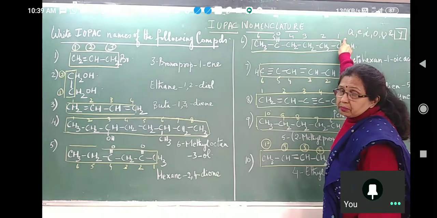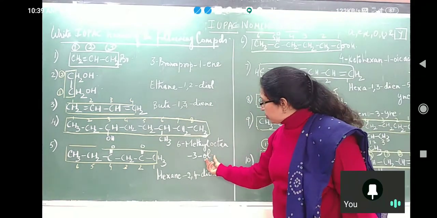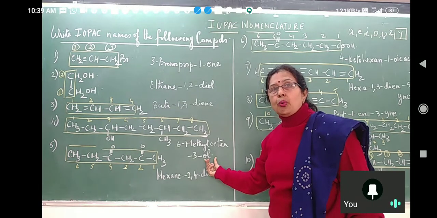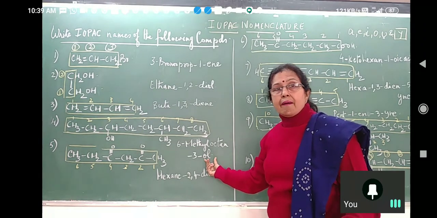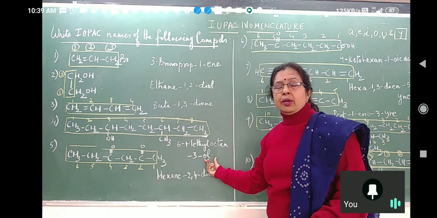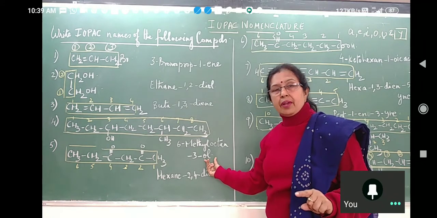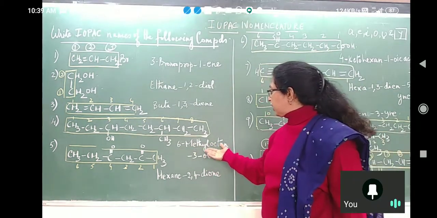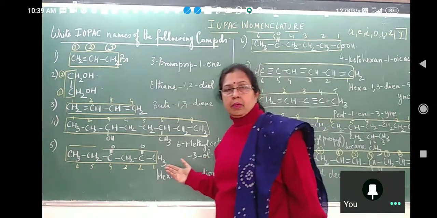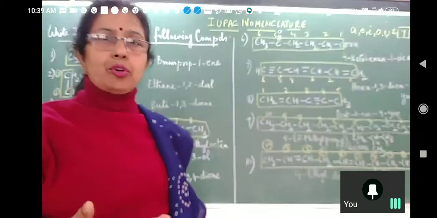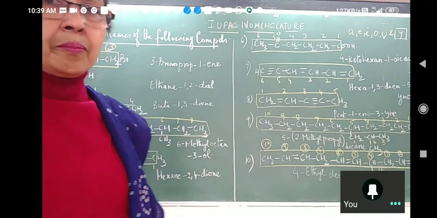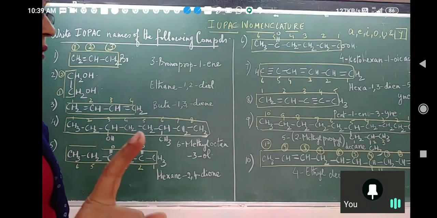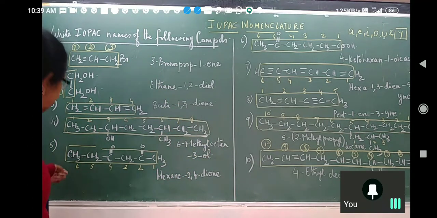If the ending word, the last word which we have, begins with a vowel A, E, I, O, U or Y, then we drop E over here. So this becomes 6-methyloctan-3-ol. Have you understood this rule? When will we drop E and when will we retain E? A, E, I, O, U and Y. Y is not a vowel, but it is there.